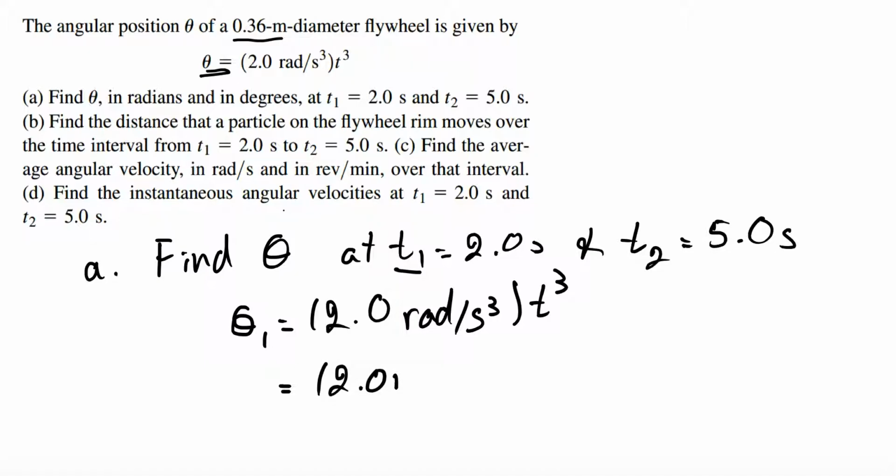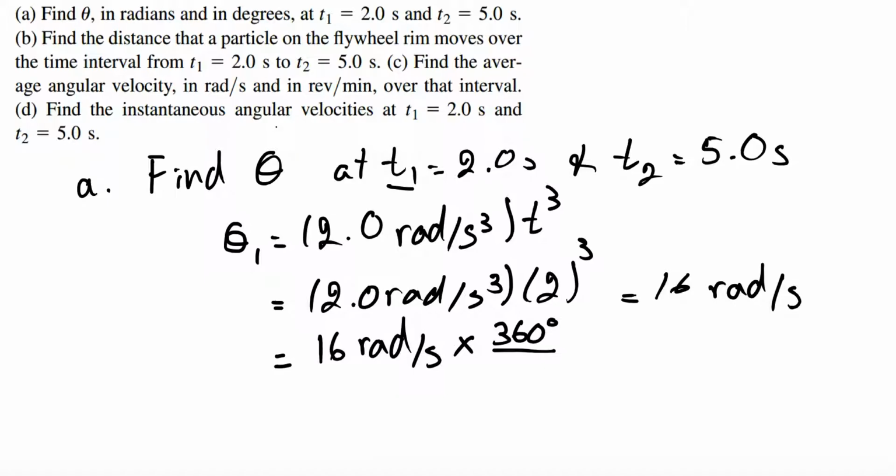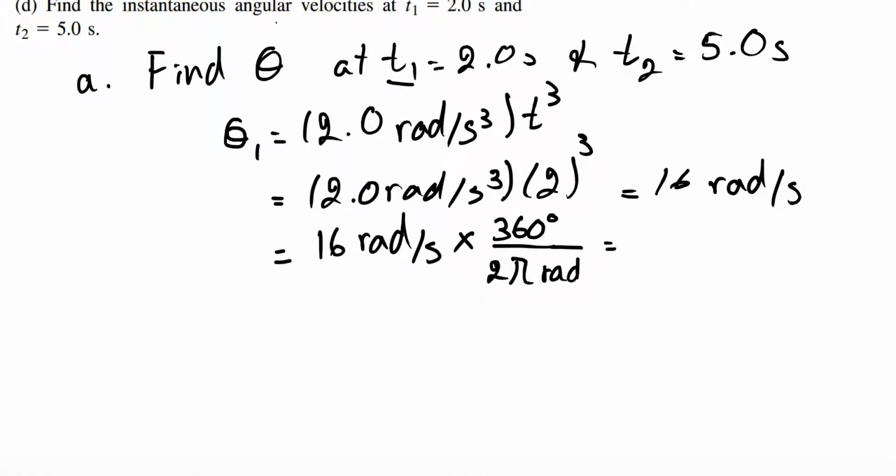So 2 radian per second cube multiplied by 2 seconds to the power 3. The answer is 16 radian. Now I'm going to find it in degree. So I take 16 radian multiplied by 360 degree over 2 pi radian. So it's going to be 920 degree. So this is angular position 1.